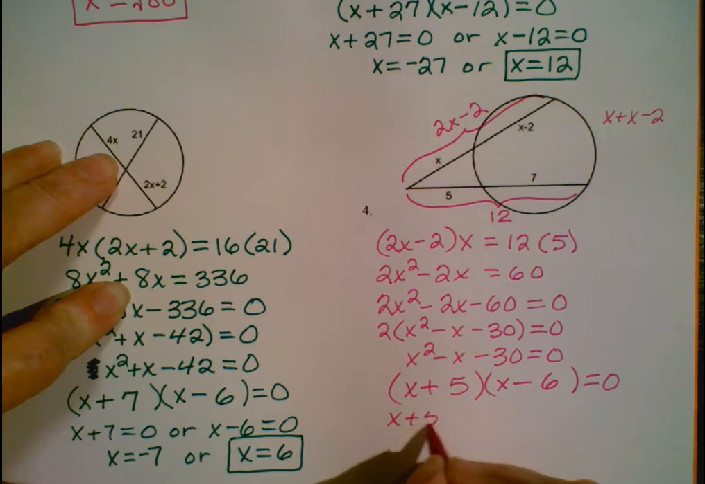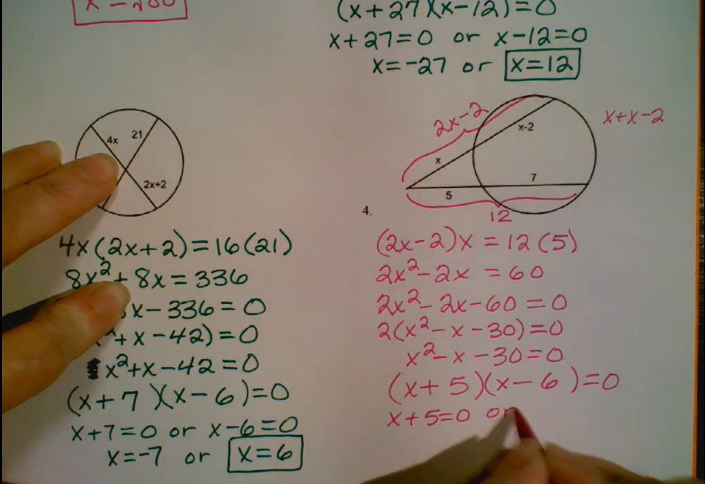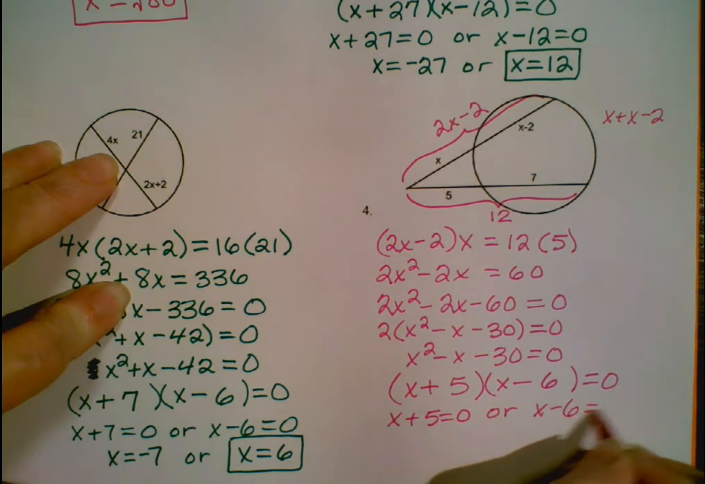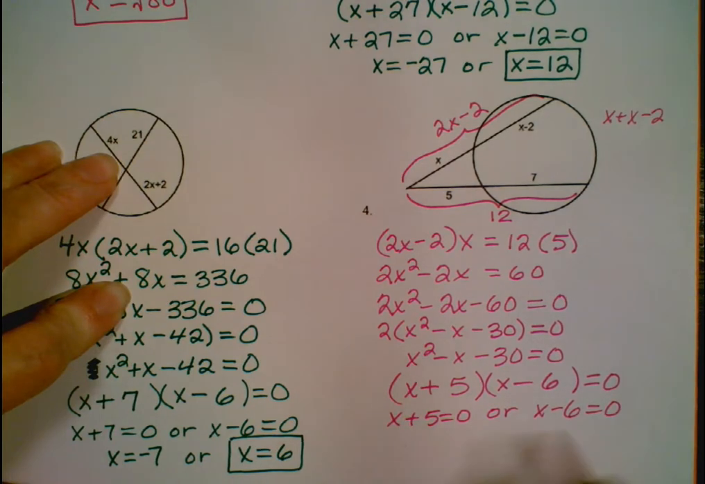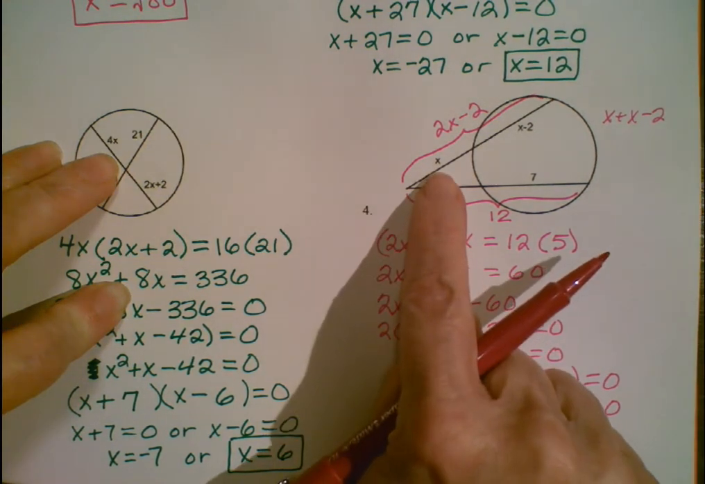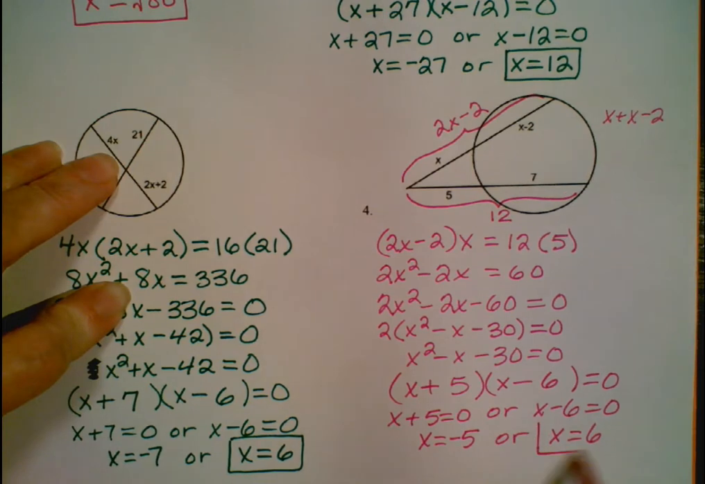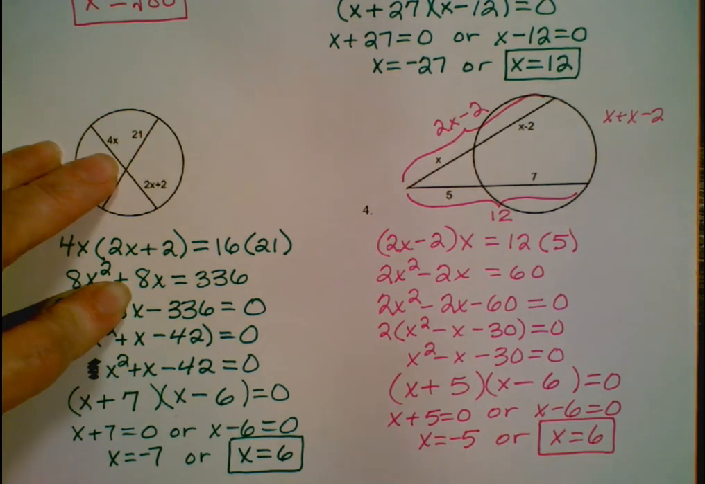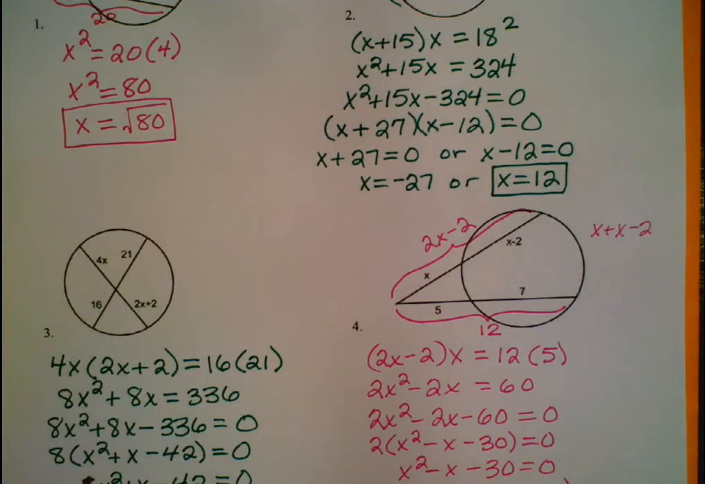Okay, so separate into two equations, x plus 5 equals 0 or x minus 6 equals 0, and solve each equation. So in this case, x equals negative 5, or adding 6, in this case, x equals 6. There again, the negative length does not make sense in the sense that x is a length, so x equals 6 becomes the solution. For further examples or practice problems of this type, see your teacher.